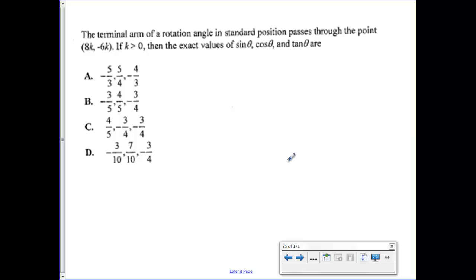Okay, the terminal arm of an angle passes through the point 8, negative 6, but there's a k value involved there, just to mess with you. Can you just ignore the k? Sure, let's do that then. Let's ignore where k is. Where is 8, negative 6 going to be?